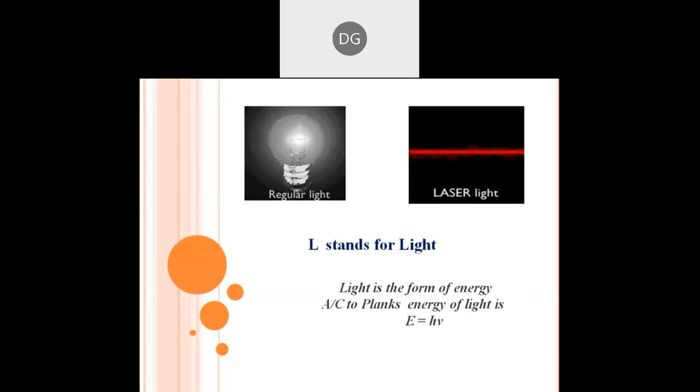So first of all, we can justify what is laser. L in the laser stands for light. Light is an energy source, or one form of energy. According to Planck, the energy of light is measured by quantity of photons, and the energy of a photon is E equal to h nu. It is the equation which measures the energy of light.